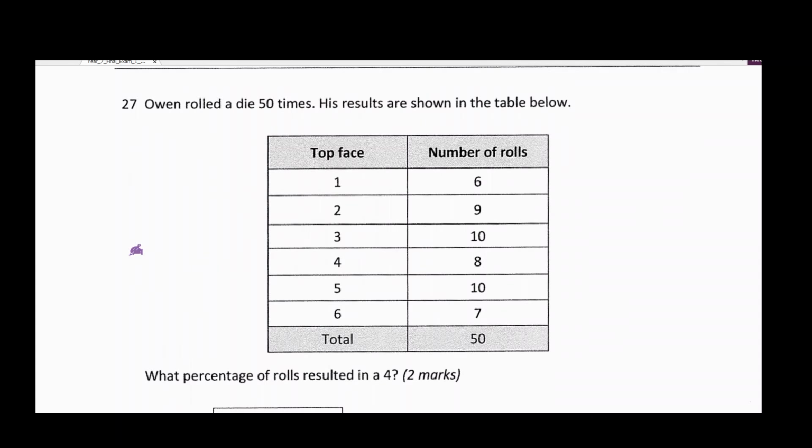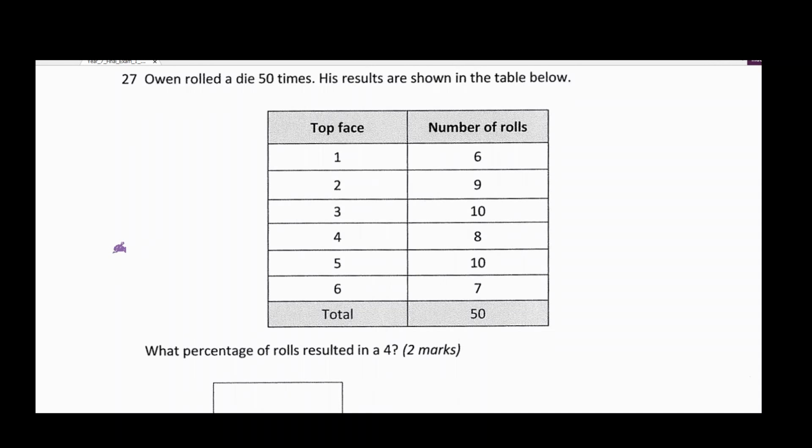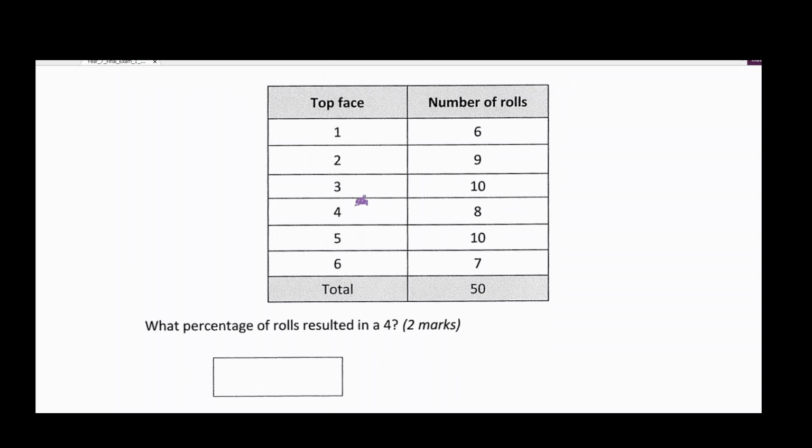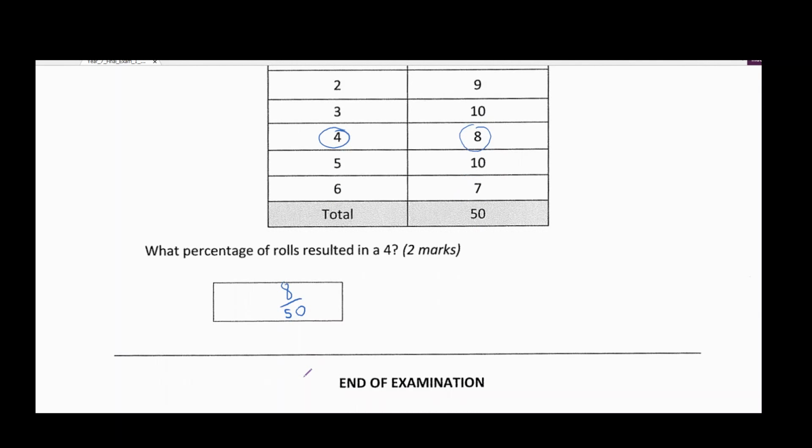Owen rolled a die 50 times. His results are shown in the table below. What percentage of the rolls resulted in a 4? So top face is 4. Number of rolls, 8. So 8 out of 50. 8 over 50 were a 4, but it's asked for percentage.